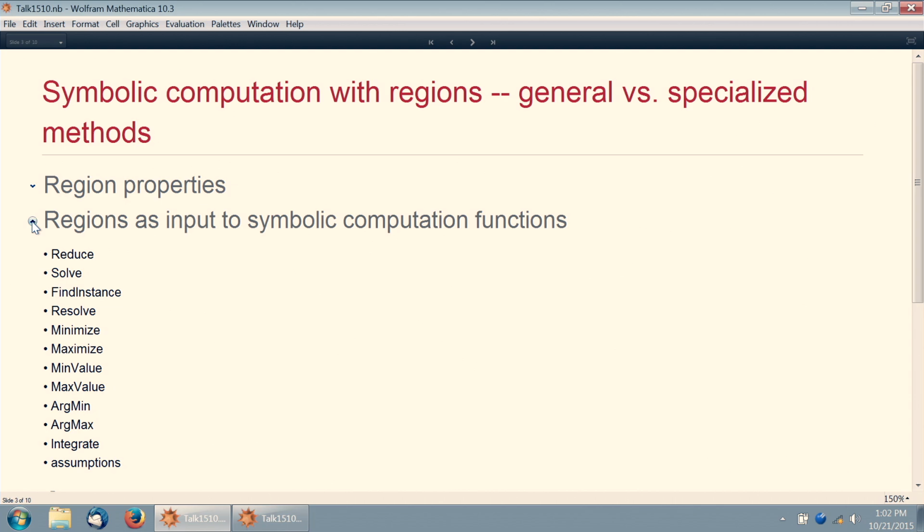We can use regions as input to symbolic computation functions. So here are the functions that take regions as an input: the equation solvers, optimization functions, integration, and the assumption mechanism can all take regions as input.